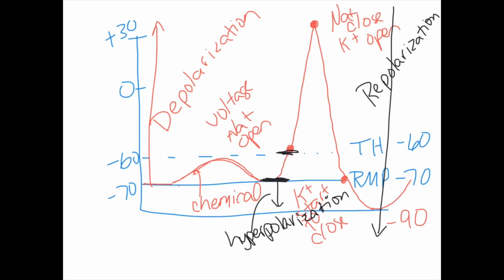Hyperpolarization, right? So when we look at the graded potential, we have depolarization and then repolarization, right? It goes more positive and then more negative. Yes? Would the repolarization end at the resting membrane potential? It does. Repolarization ends at the resting membrane potential. Anything below that is called hyperpolarization. All right?